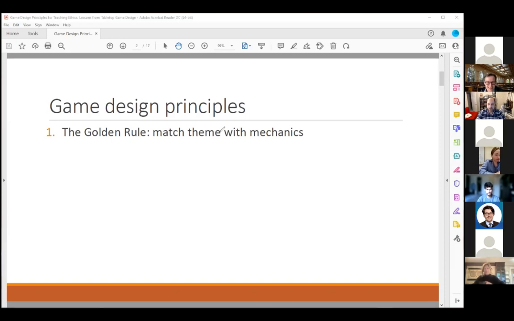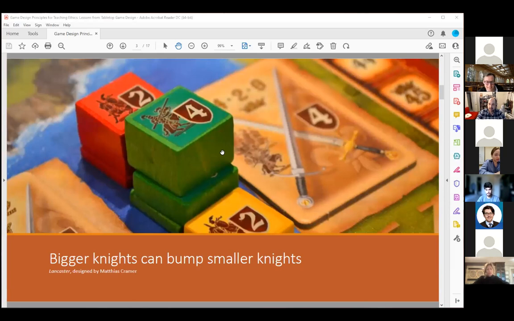Okay, so all I want to say is the idea to match theme with mechanics was just to make sure that the rules of the interaction match what we're doing. So like a small example from a board game called Lancaster by Matthias Kramer, a very well-known German game designer, is to use simple things like the knights. This is a game about knights. It's like the English Civil War. The bigger knights can push over the smaller knights. That's the rule of the game. That's the mechanical interaction. And the pieces are just larger.